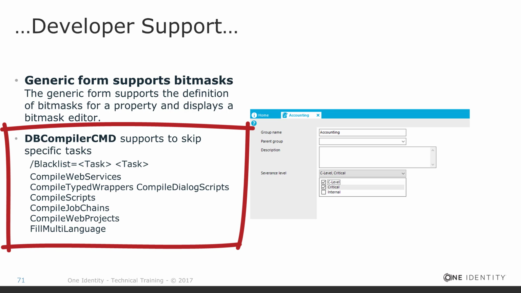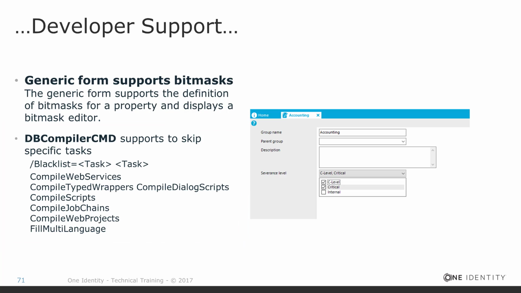The second feature on the screen is the database compiler command line tool. As you may remember, we do have a command line database compiler. This compiler was not able in the past to do what the standard compiler is doing. That means the standard compiler asks you which parts of the environment should be compiled, and you can select or deselect options to speed up the complete compilation process.